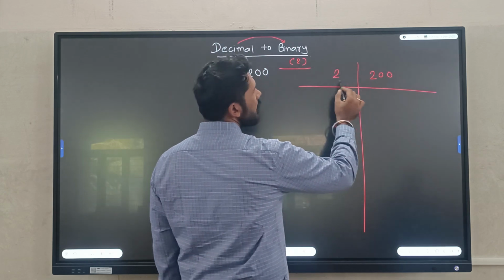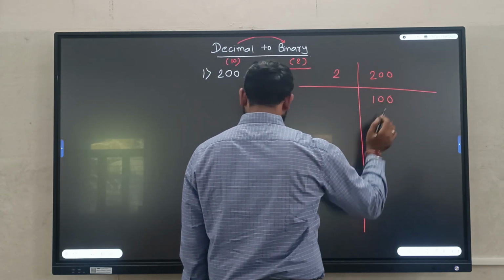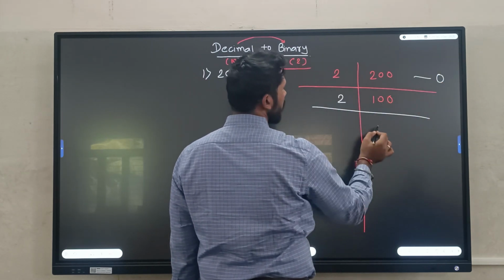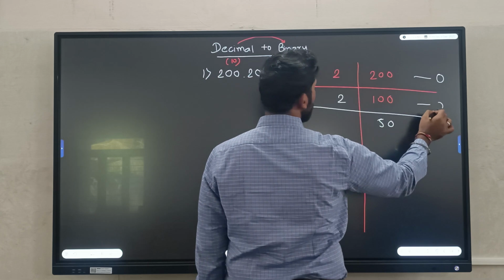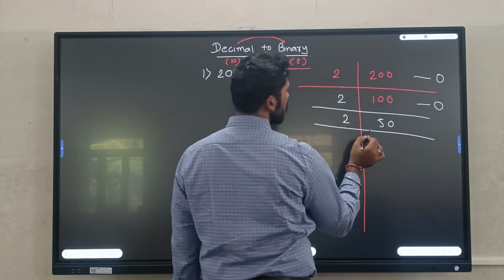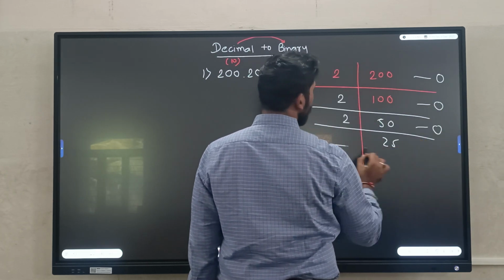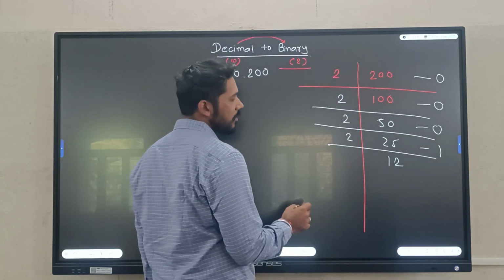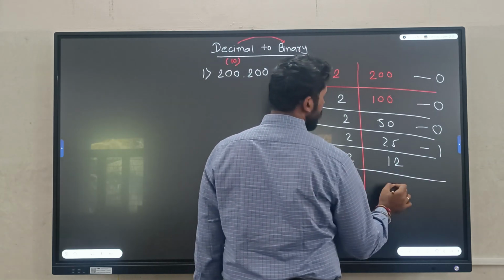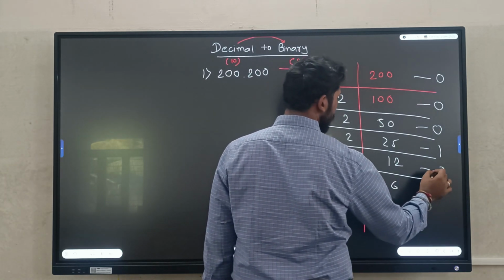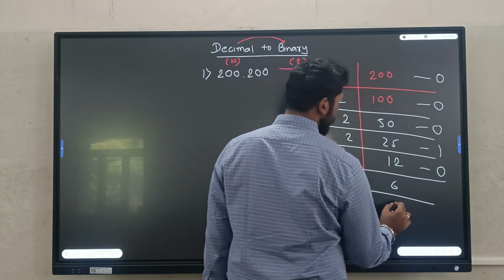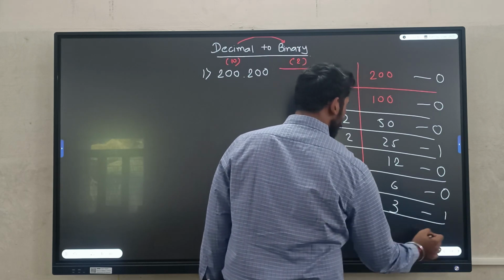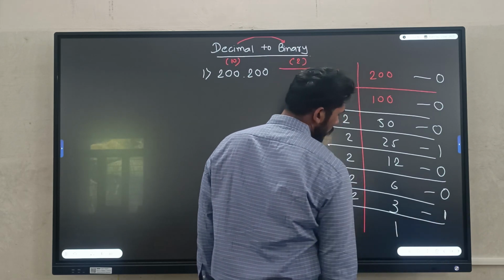So 200 divided by 2 gives 100 and remainder 0. 100 divided by 2 gives 50 and remainder 0. We repeat the same process. 25, remainder 0. We repeat the same process. 12, but here we get remainder 1. 12 divided by 2 gives 6 and remainder 0. 6 divided by 2 gives 3 with remainder 0, and 3 divided by 2 gives remainder 1 and 1 as the quotient.